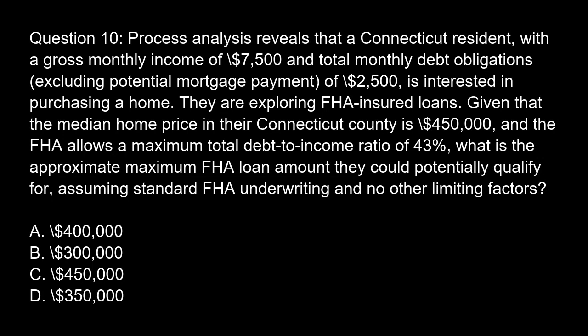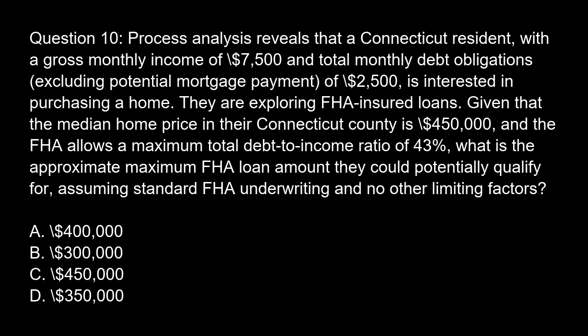Question 10. Process analysis reveals that a Connecticut resident with a gross monthly income of $7,500 and total monthly debt obligations, excluding potential mortgage payment, of $2,500, is interested in purchasing a home. They are exploring FHA-insured loans. Given that the median home price in their Connecticut county is $450,000, and the FHA allows a maximum total debt-to-income ratio of 43%, what is the approximate maximum FHA loan amount they could potentially qualify for, assuming standard FHA underwriting and no other limiting factors?